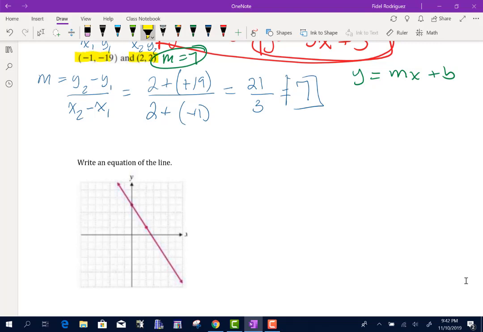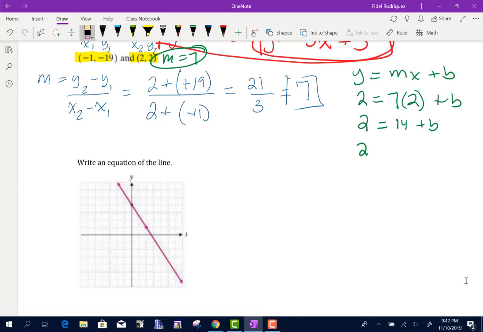I'm going to go with the 2, 2 just because the numbers are a little bit smaller, and hopefully my calculation is a little bit easier. So the y number is 2 equals the m we just found to be 7 times the x number, which is also 2, plus b. So 2 equals, let's see, 7 times 2 is 14, okay, plus b.